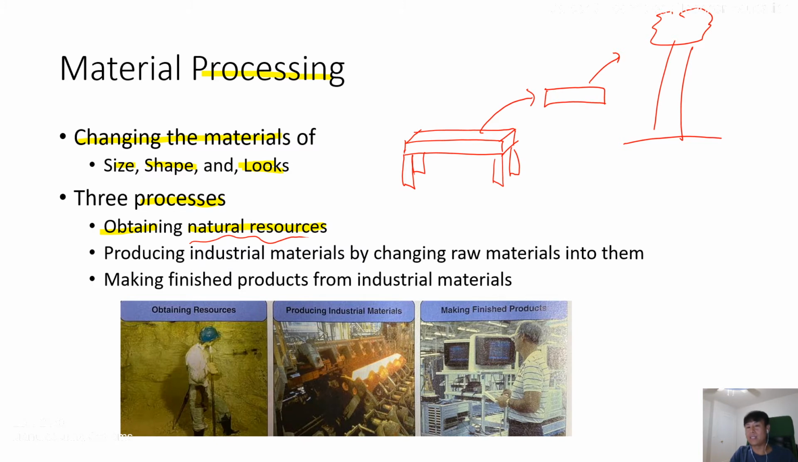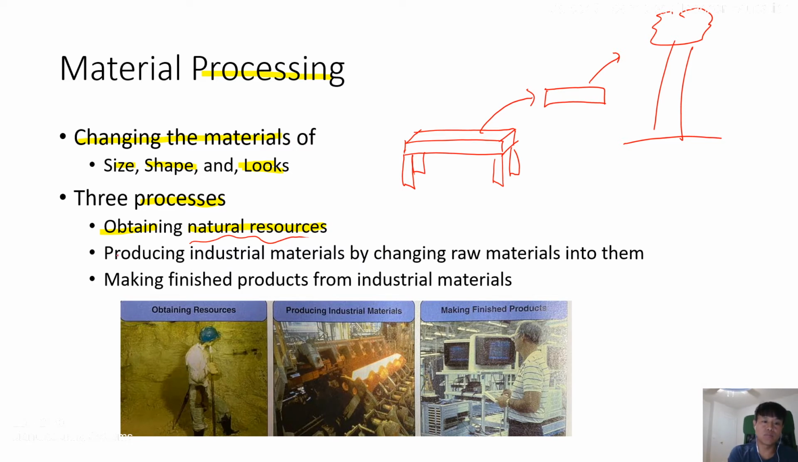So we have to obtain material from natural resources like trees, or if I want to make a metal, maybe I need to obtain metal ore, or if I want to use plastic, maybe I need to obtain oil. Most plastic comes from oil products. This plastic is oil's byproduct.